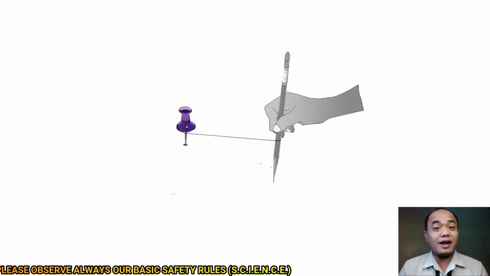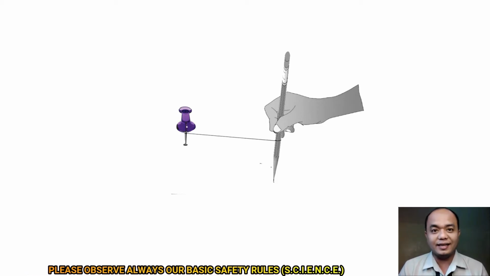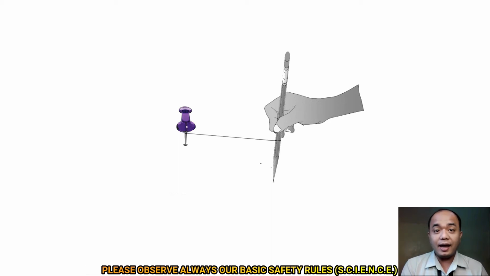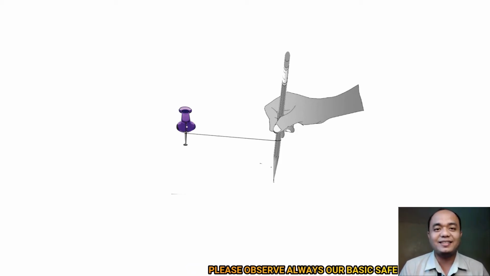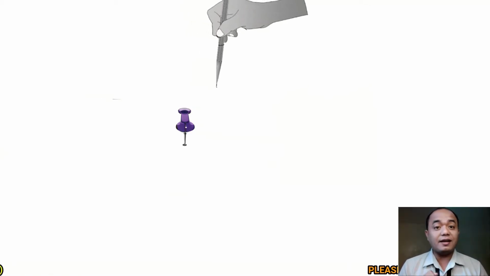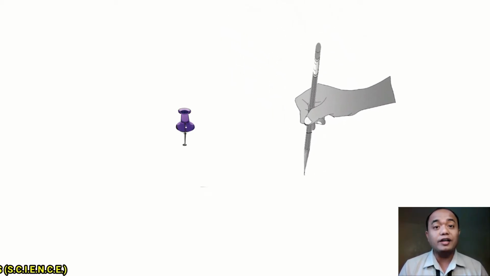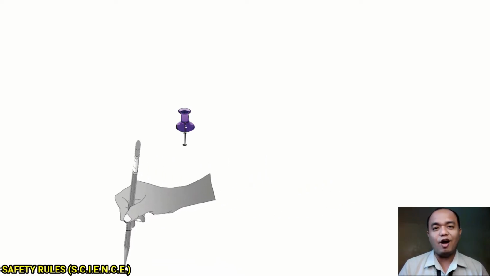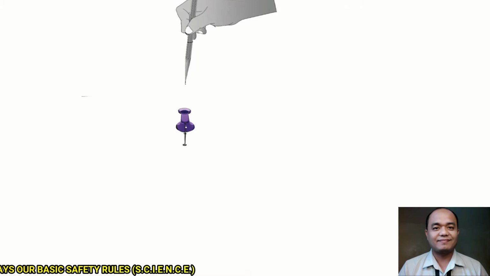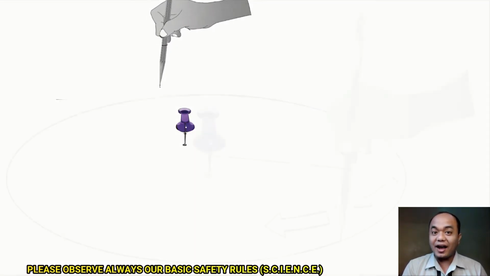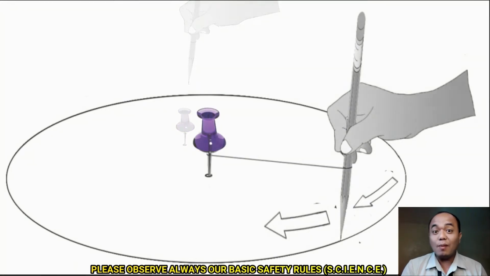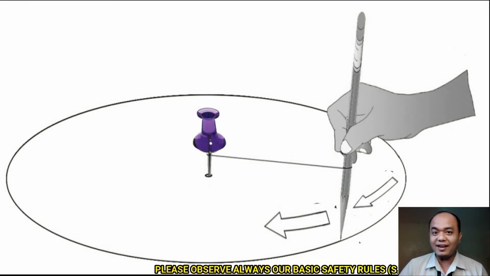Next, loop the end of the string around the push pin and the other end to the body of the pencil. Itali mo yung one end ng lubid, class, sa push pin and the other end naman ay itali mo sa pencil. Just like you see here on the screen. Please do it now. Are you done? Very good. And then, move the pencil around the push pin to form a circular mark on the paper. Just follow what you see here on the screen. Please follow this to form the circular mark. You are doing the activity right if you have this output. Nagawa mo ba ito? If you do, then good job!